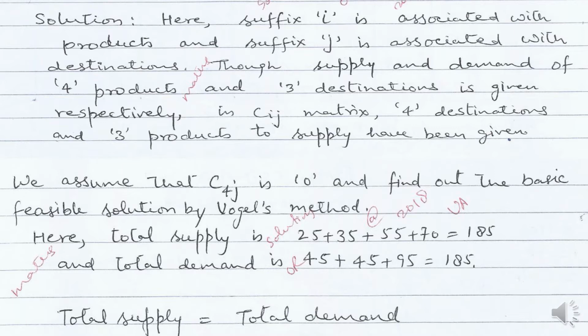Vogel method. Total supply, let's check. Total supply is 25 plus 35 plus 55 plus 70, that is 185, and total demand at 3 destinations is 45 plus 45 plus 95 is equal to 185. So total supply is equal to total demand. Now let's apply Vogel's method and see what is the total cost of the feasible solution.